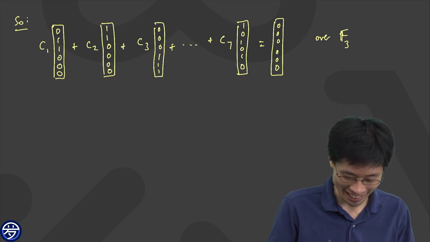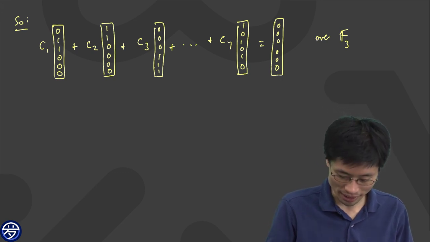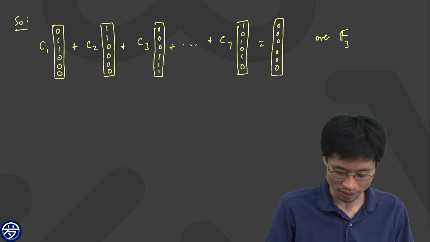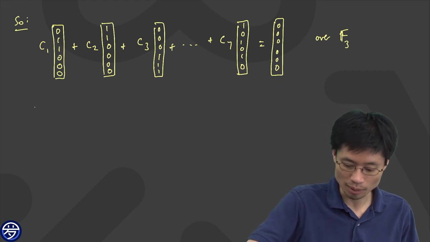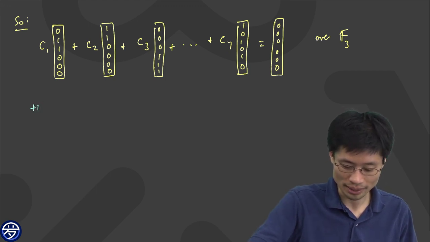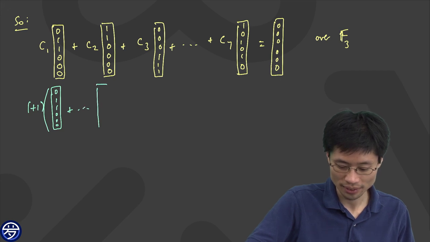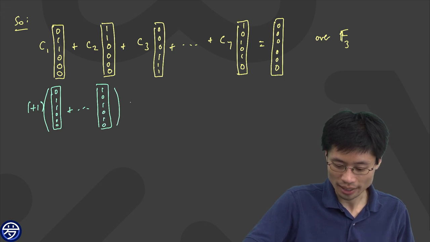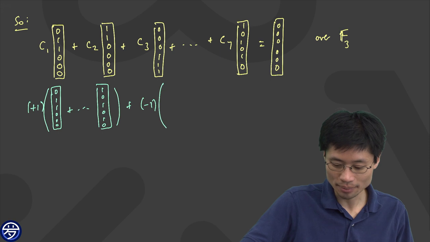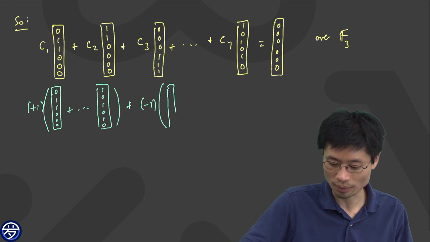I see Anthony also has a hand. We'll get your hand in a moment. Suppose we had this non-trivial linear combination over F3. Then what that would mean is that I've got some plus ones. I'll take plus one and multiply it by the sum of a bunch of things: 0, 1, 1, 0, 0, 0, plus whatever of them were there, maybe this went all the way to 1, 0, 1, 0, 1, 0, and then plus the negative 1 times all the ones that got minus 1.